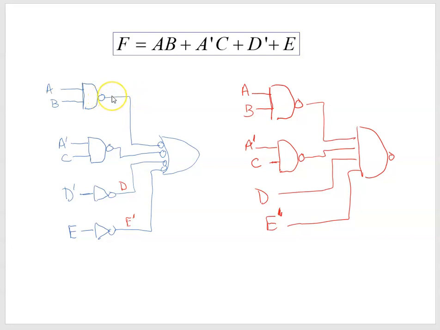Notice that without these bubbles here, it's simply the AND OR. But we do have to be careful, since what we had is D prime, what's going into the second level NAND is D, and what we had is E, what's going into the second level NAND is E prime.